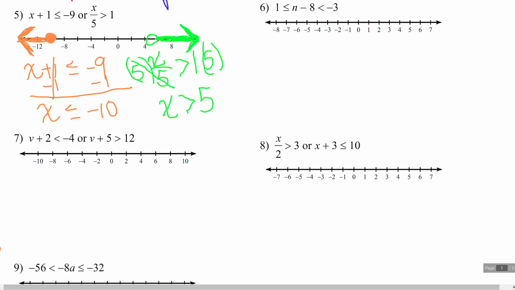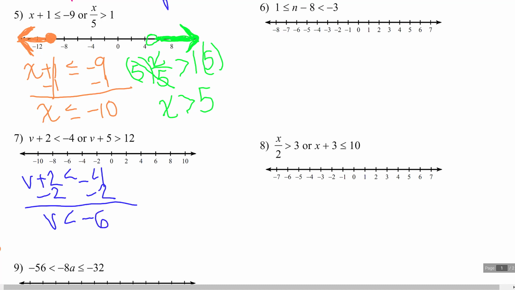Okay, so let's look at number 7. Again, we have an or statement. I'm going to solve first the leftmost inequality. So v plus 2 is less than -4. We can subtract 2 from both sides of the equation. This is the work that you need to show.